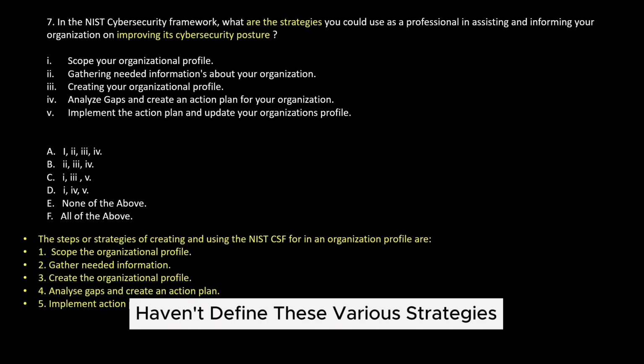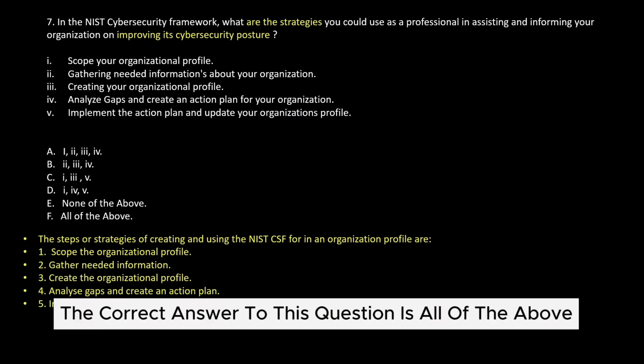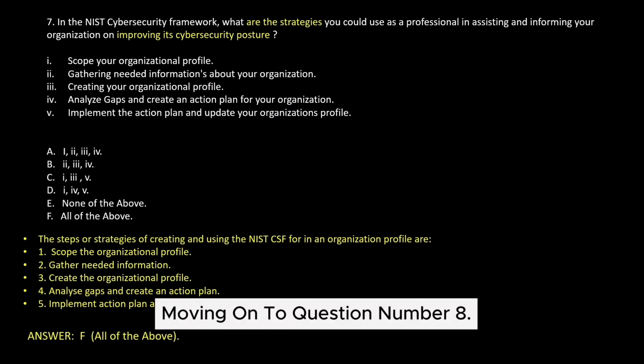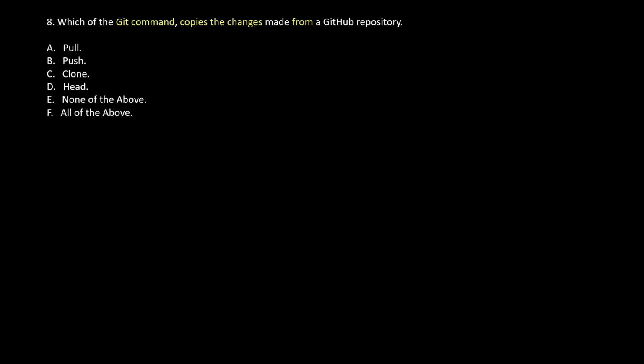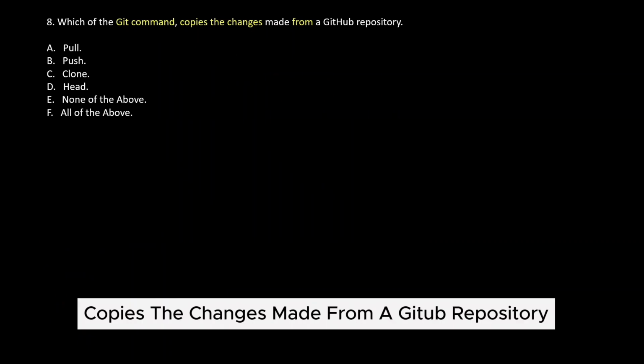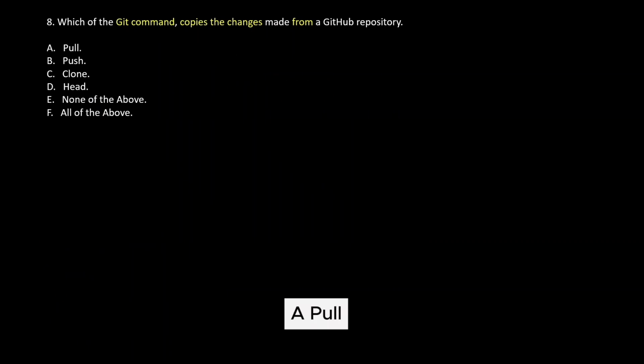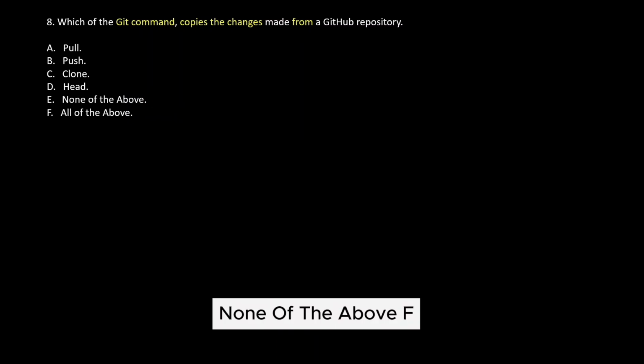Having defined these various strategies, the correct answer to this question is all of the above. Moving on to question number 8. Which of the Git commands copies the changes made from a GitHub repository? A. Pull. B. Push. C. Clone. D. Head. E. None of the above. F. All of the above.